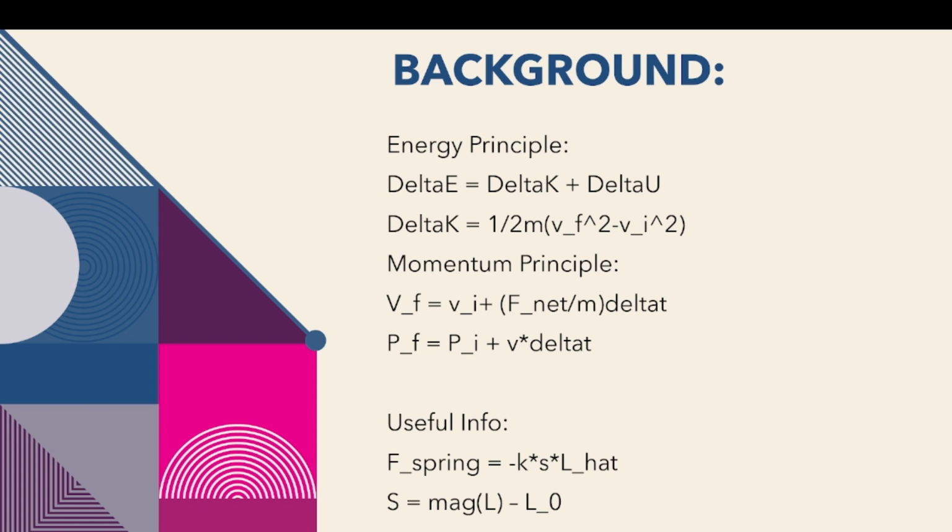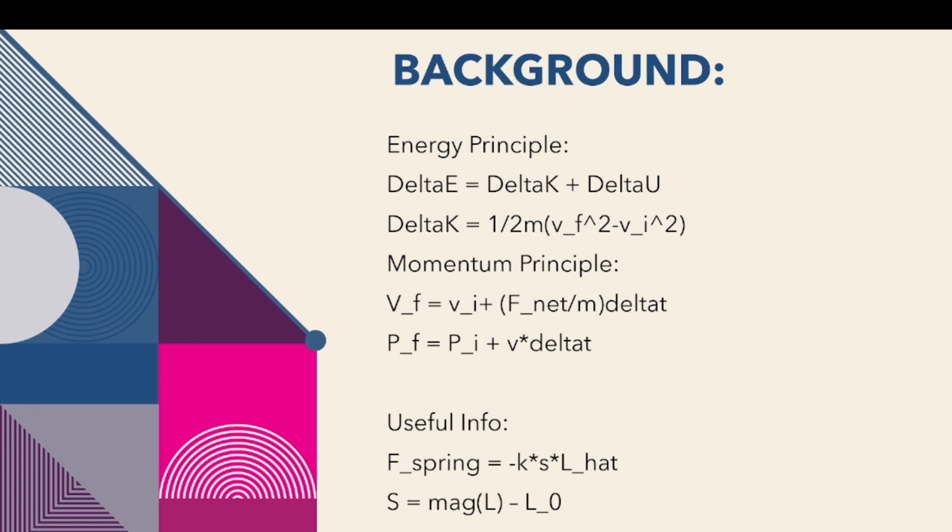And so that would basically be that the change in energy equals the change in kinetic energy plus the change in potential energy. And then you can find the change in kinetic energy by doing 1/2 mass times velocity final squared minus velocity initial squared. And then the momentum principle would be the velocity final equals velocity initial plus F net over m delta t, the usual. And then momentum final equals momentum initial plus velocity times delta t.